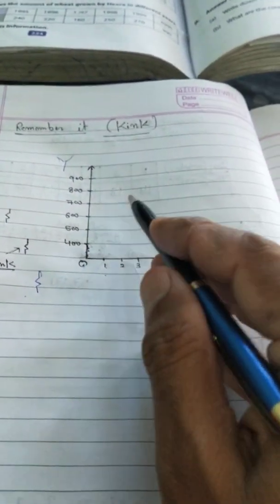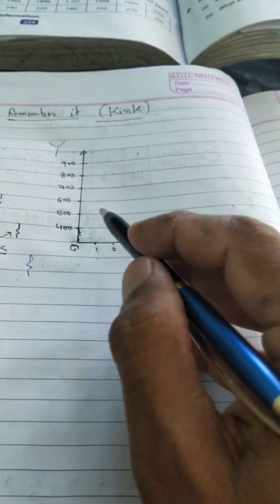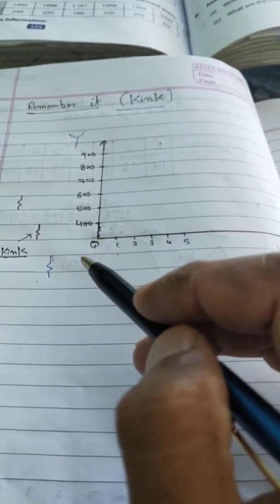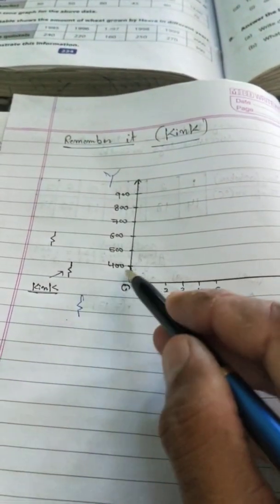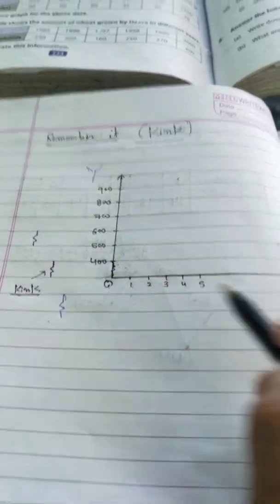Sometimes you have very large numbers, and it is very difficult to represent them. So to represent these numbers, we have to use a kink, either along the y-axis or the x-axis.